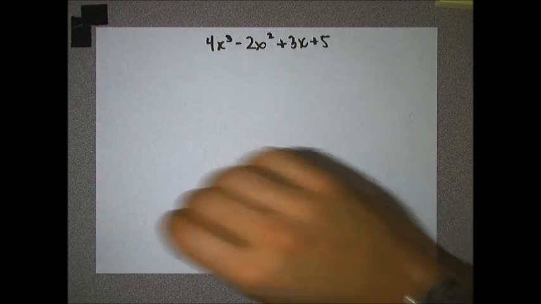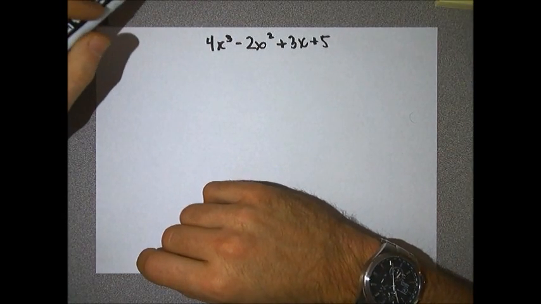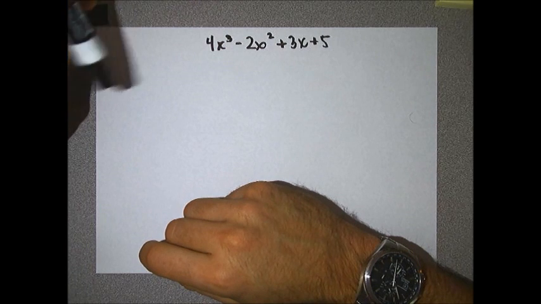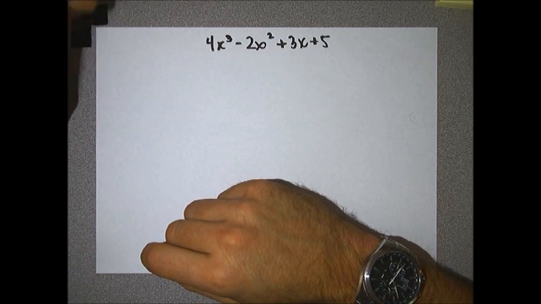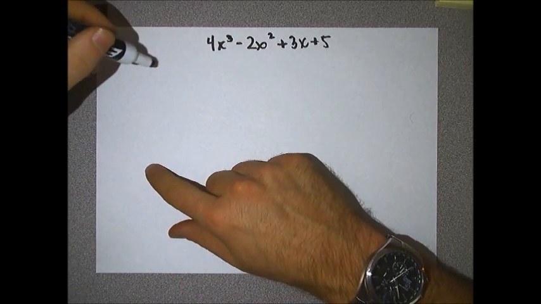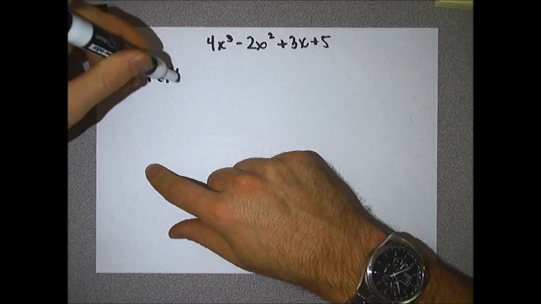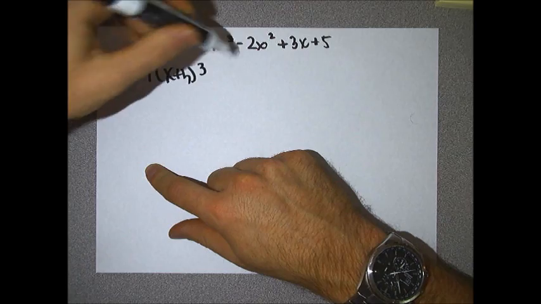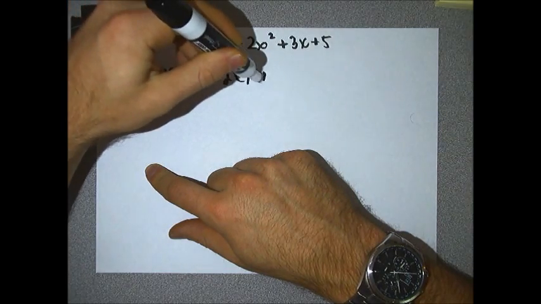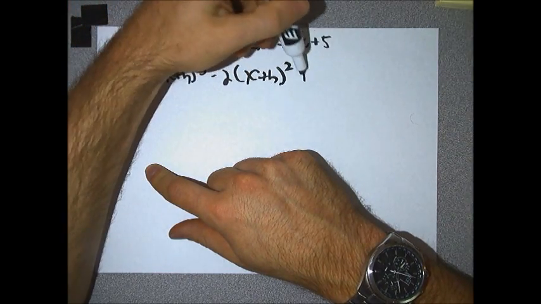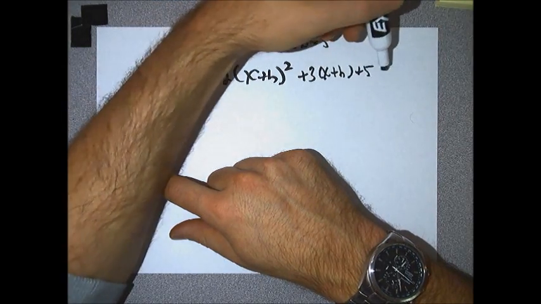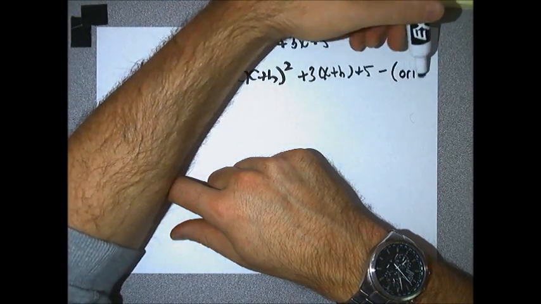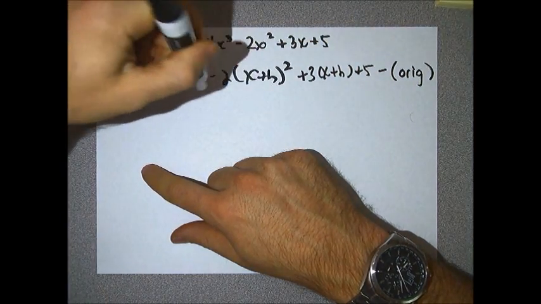All right, Unit 4 review guide. First question, difference quotient. So you want to plug in x plus h everywhere you see an x. So 4(x plus h) to the third, minus 2(x plus h) quantity squared, plus 3(x plus h) plus 5, minus, I don't have room, minus the original.